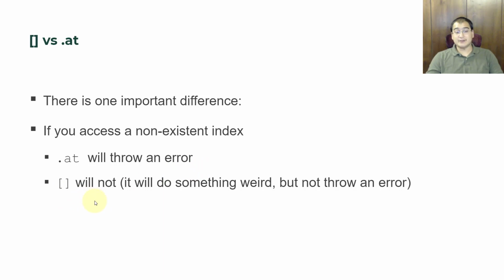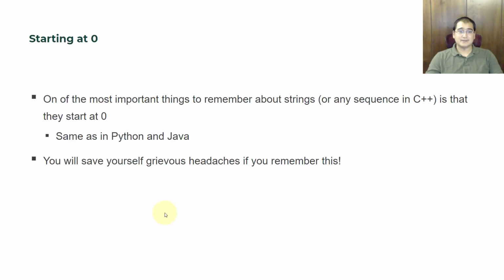It is undefined behavior to try to access characters that aren't part of the string by giving, for instance, too large of an index. The other thing, which hopefully everybody here is comfortable with, is that just like all sequences in C++, strings start indexing at 0. So make sure you're comfortable with the fact that the first character in a string is at position 0, not position 1.